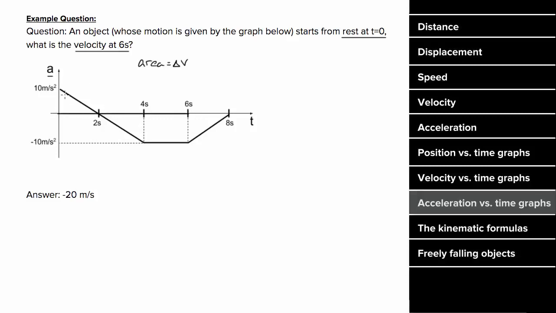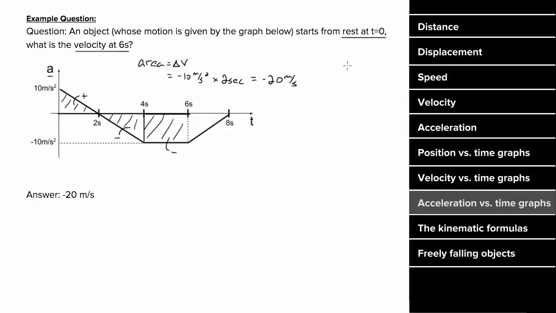This first area would be a positive area, this second area would be a negative area, and this third area would also be a negative area. But note that this first triangular area will cancel with this second triangular area since one is positive and the other is equally negative. And the only important area in this case is going to be this rectangle, which the height is negative 10 and the width is 2 seconds, which gives us negative 20 meters per second for the area, and that's also going to equal the change in velocity.